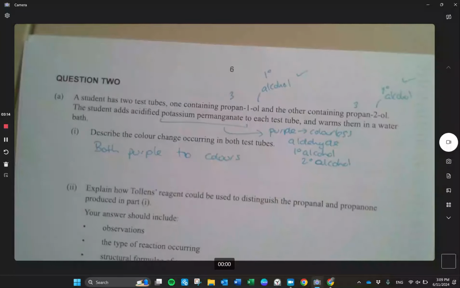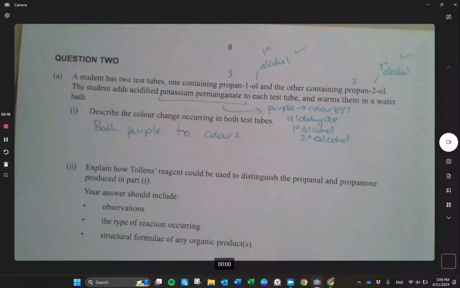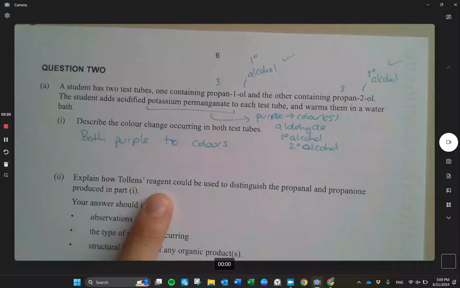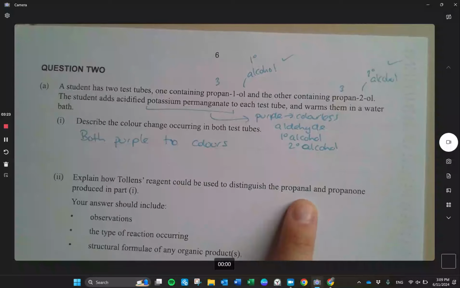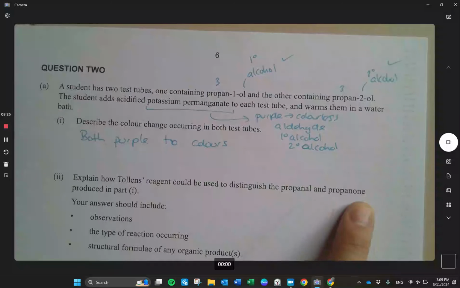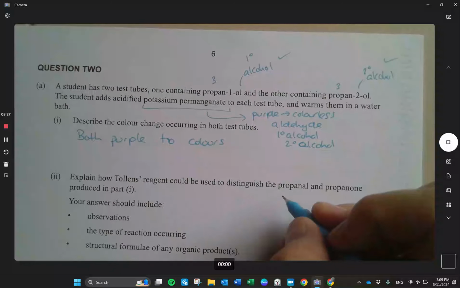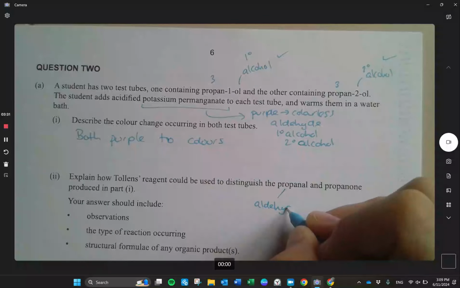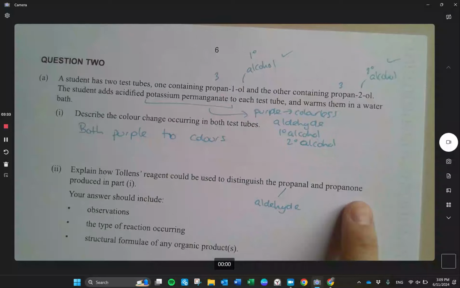All right, so the next thing that it's asking is explain how Tollens' reagent can be used to distinguish propanal and propanone. So let's go through and annotate. So propanal is what? Aldehyde. Yeah, good. And propanone is what? Ketone. Ketone.